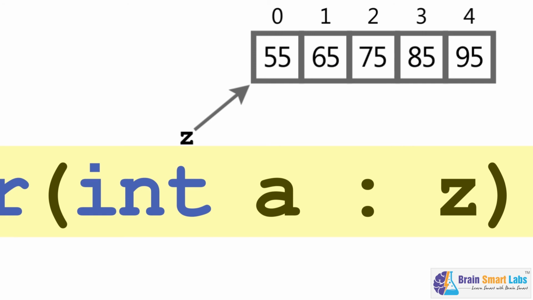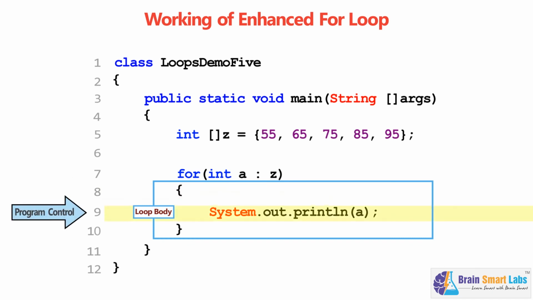JVM always starts iterating from 0th index, and so the first value in 0th index, that is literal value 55, falls into our local variable a. Inside the loop body, anywhere if we access variable a, we get the numerical value 55, which is nothing but the value present in the 0th index of our array.